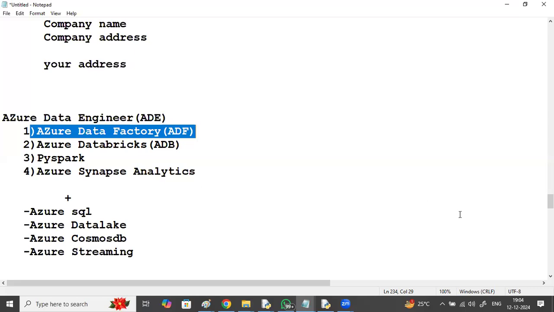From tomorrow, we'll be starting with the actual part. Yesterday and today it was just an introductory session. Azure Data Engineer has great demand; you can check on Google for Azure data engineering jobs. A lot of jobs are there. Tomorrow the link will be changing. You are supposed to get enrolled for this.